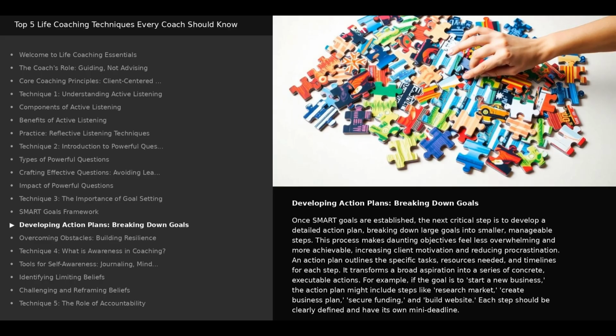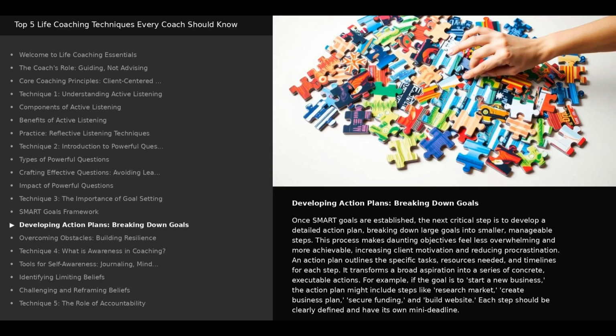into smaller, manageable steps. This process makes daunting objectives feel less overwhelming and more achievable, increasing client motivation and reducing procrastination. An action plan outlines the specific tasks, resources needed, and timelines for each step. It transforms a broad aspiration into a series of concrete, executable actions. For example, if the goal is to start a new business, the action plan might include steps like research market, create business plan, secure funding, and build website.